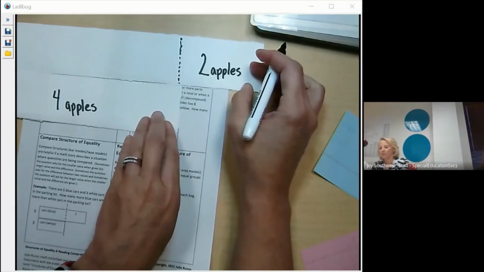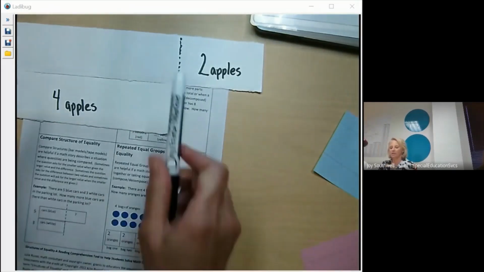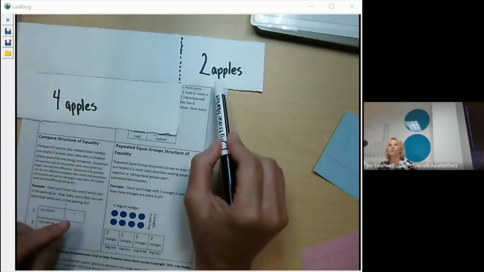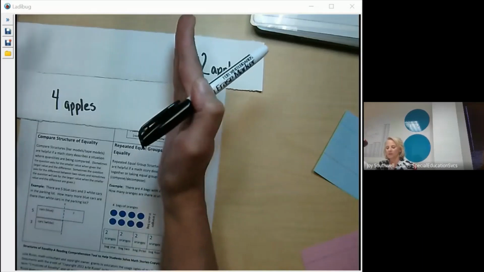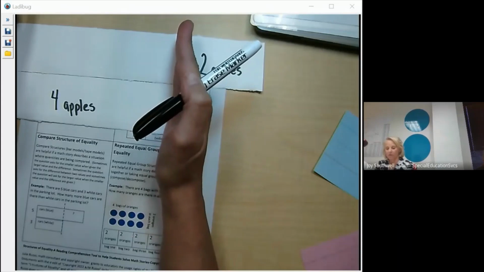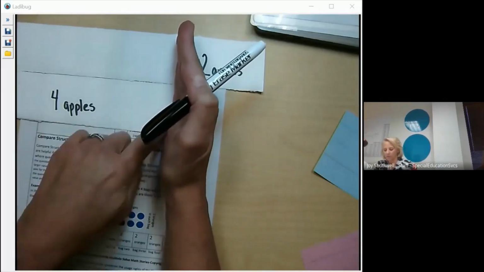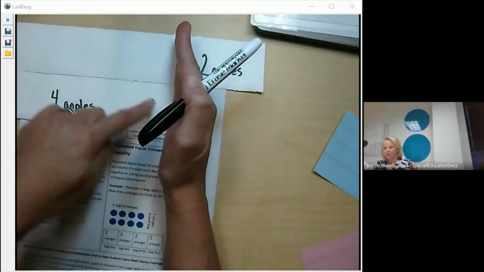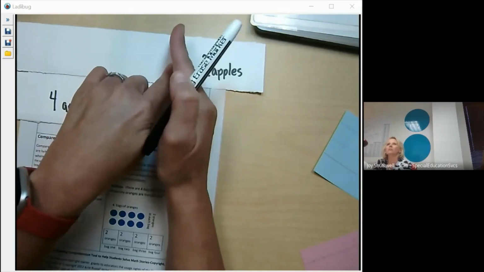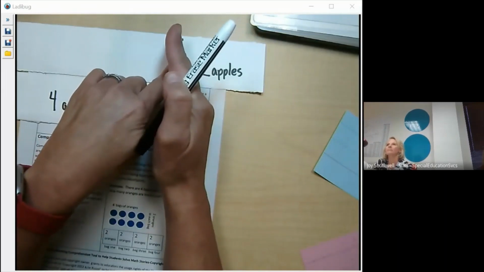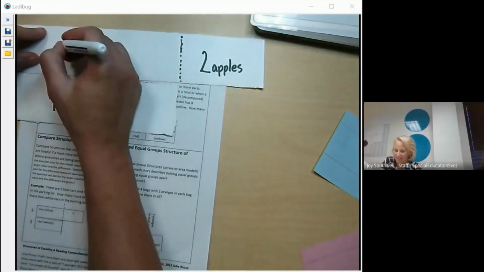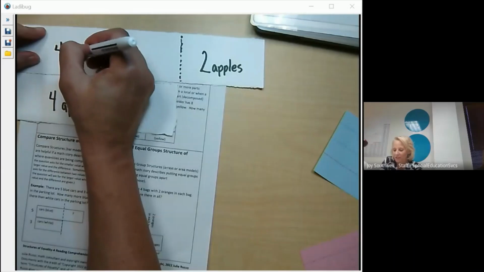So I know that this is the line of equality. I know something super special about the value of this bar up until this point. Structures of equality represent equality. So if this bar up until this point equals 4 apples, then what does this top bar up until that point have to equal? Four. It has to equal 4. Yes. Right. And that's a challenging concept for kiddos.